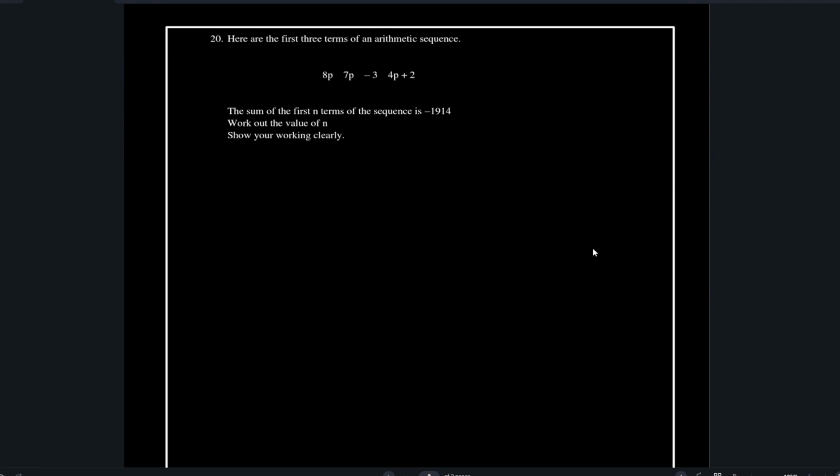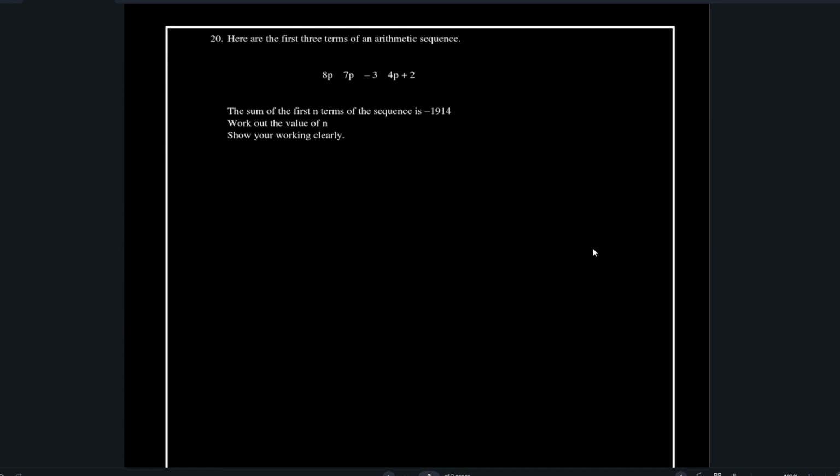Question number 20 is another format of a question you can be asked, and I've decided to give it to you so that you can attempt it. Just try it first and check if you're going to get the same answer.